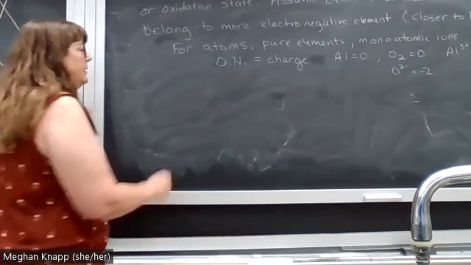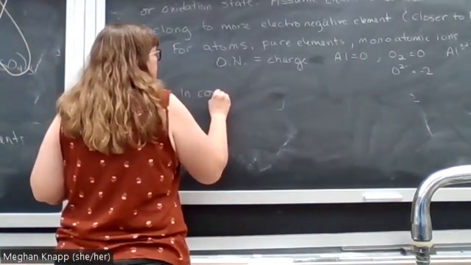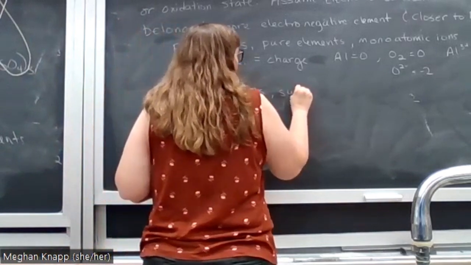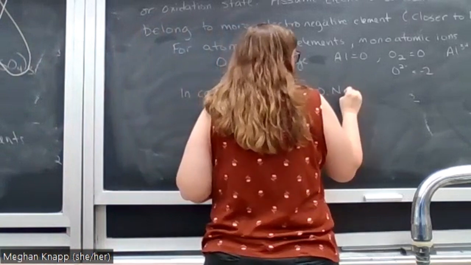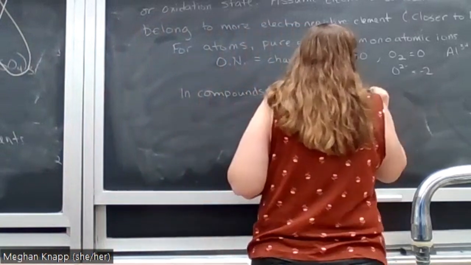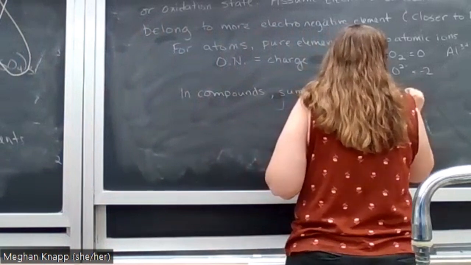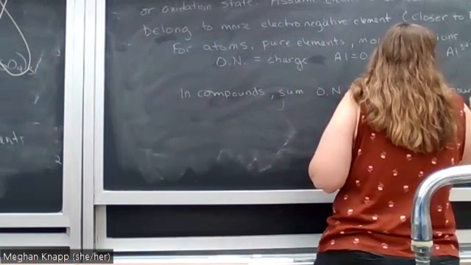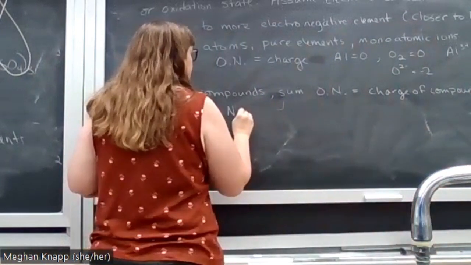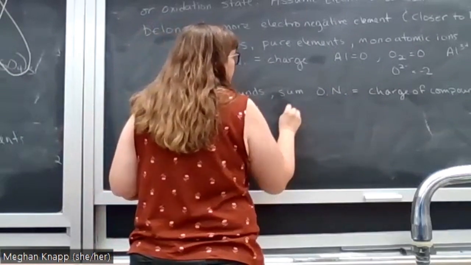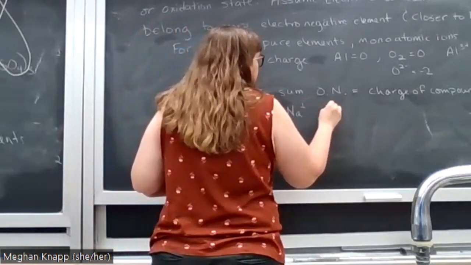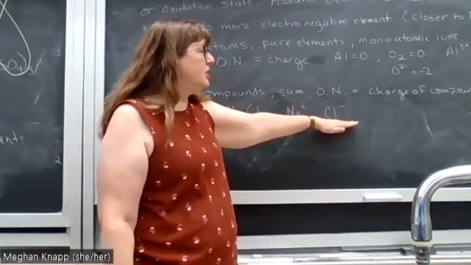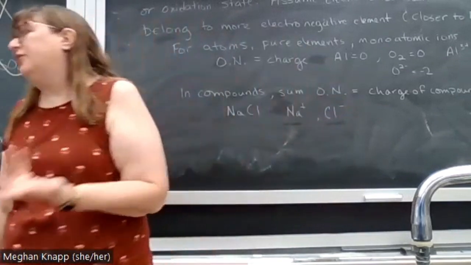Okay. In compounds, the sum of the oxidation numbers is equal to the charge of the compound. So if I look at NaCl, this is composed of Na+, Cl-. This oxidation number is +1. This oxidation number is -1. I add them together, I get a neutral compound.